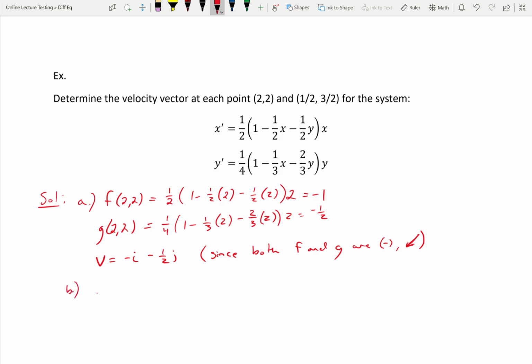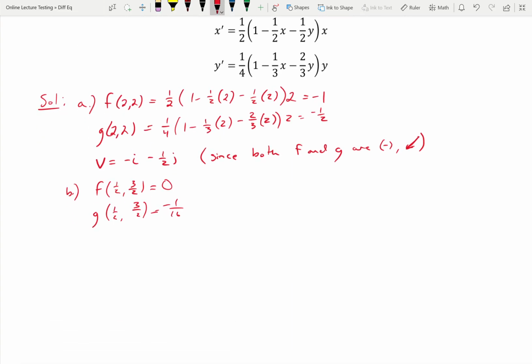For part B, f of (1/2, 3/2) you will find that we get 0, and g of (1/2, 3/2) is negative 1/16. Here, the velocity vector is equal to negative 1/16 j, which means it's a vertical tangent line, as we just talked about, and it points in the downward direction.